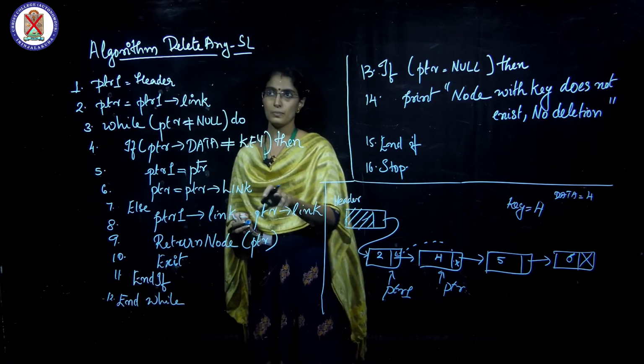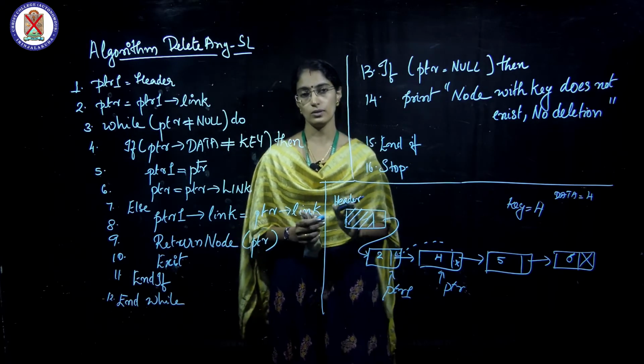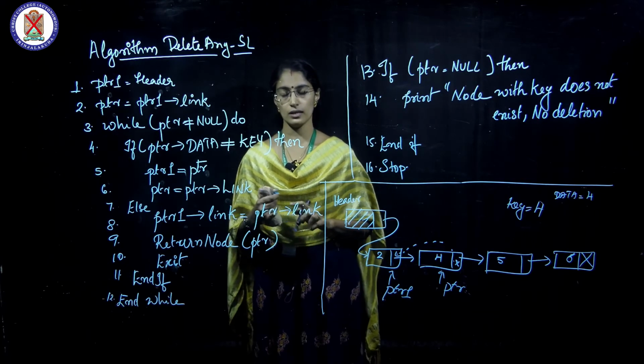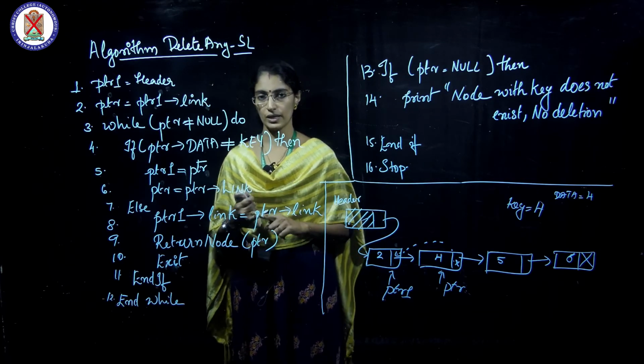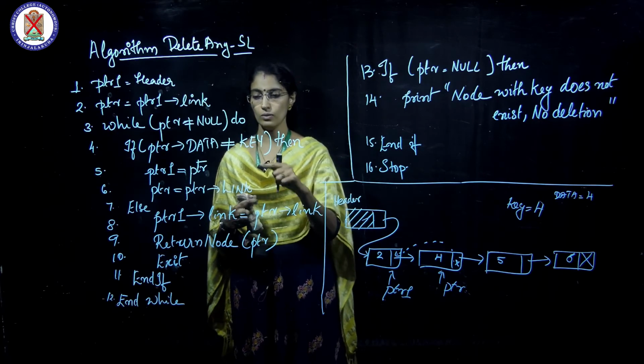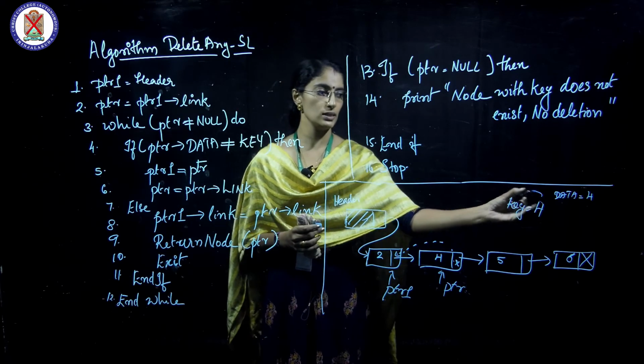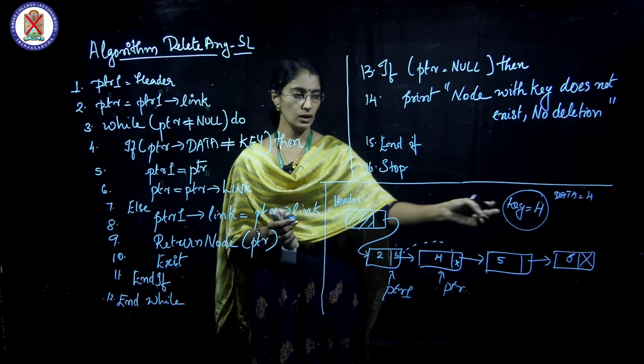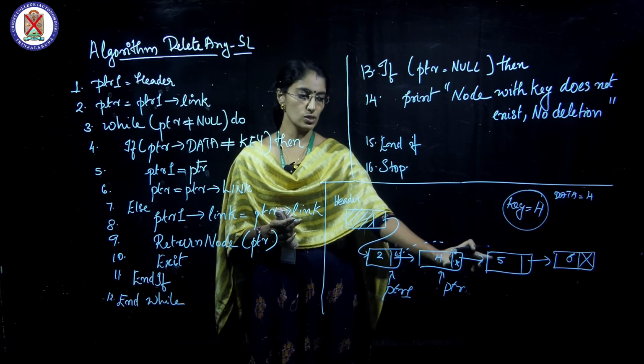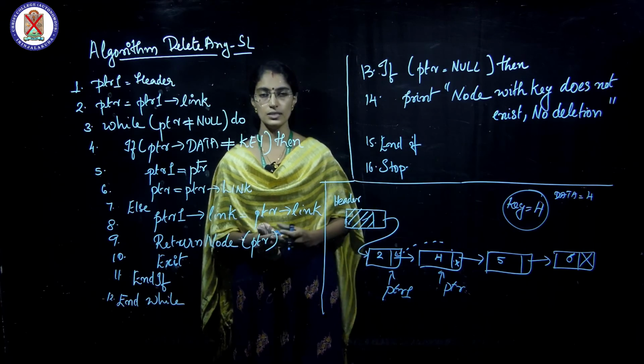And this will be the last algorithm of deletion. We have seen the algorithms of deleting from the front, deleting at the end, and now deleting at any position. Only in this algorithm you give importance to the key value. According to the key value, you search for it, and that particular node is deleted.